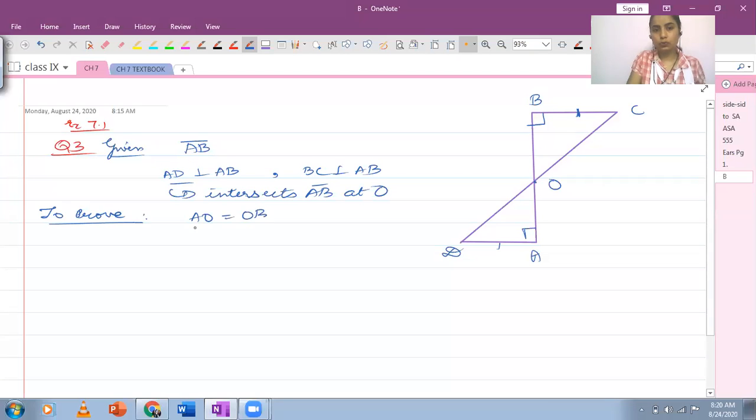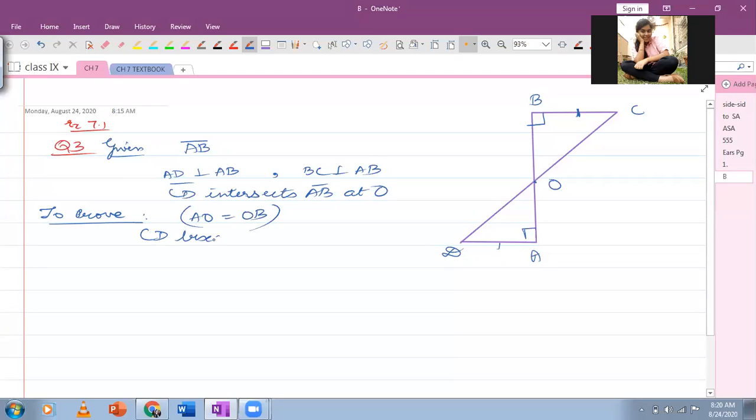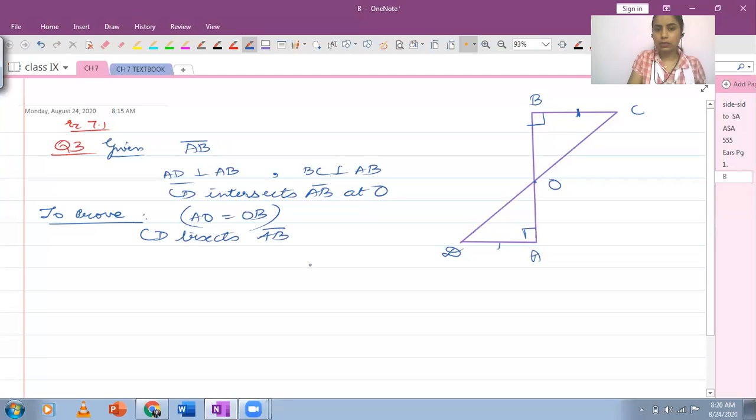We have to prove that AO equals OB. This would mean that CD actually bisects the line segment AB. Line segment CD bisects line segment AB. So this is what we want to focus on. We want to prove AO and OB equal. And for the same, we are going to consider two triangles, triangle AOD and triangle BOC.